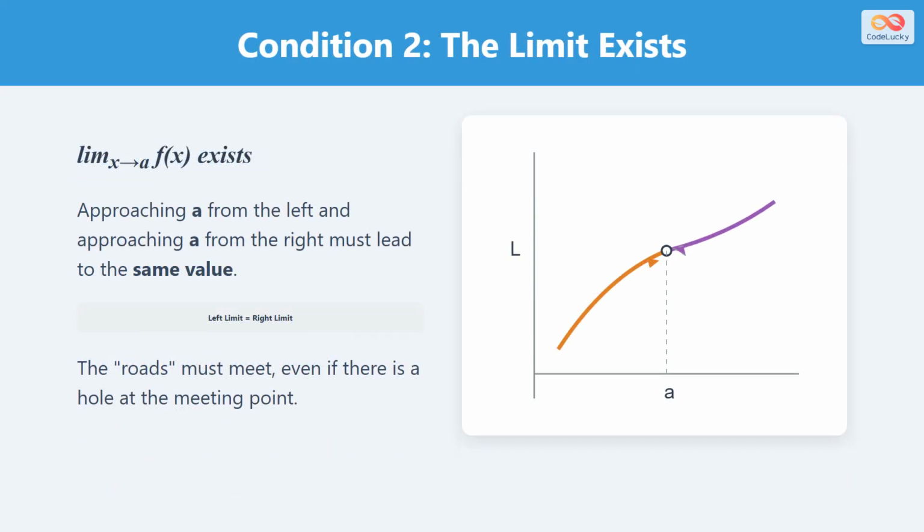The second condition is that the limit as x approaches a must exist. This deals with the path the function takes. It means that as you approach the x value from the left side, and as you approach it from the right side, you must be heading towards the exact same height or y value. If the roads from the left and right don't meet, the limit does not exist.